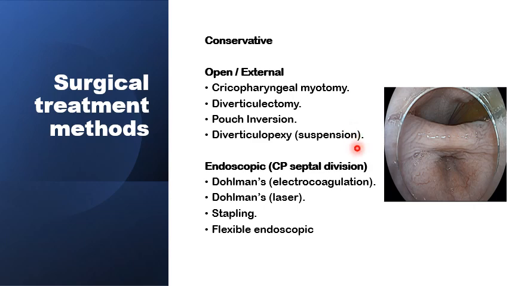The other way of treating pouches would be endoscopically per oral, either by the use of rigid or flexible scopes. The older ways of doing this by rigid scopes would entail exposure of the septum between the pouch posteriorly and the pharyngeal and esophageal lumen anteriorly, and then this septum would be divided either by electrocoagulation, like in the original Dohlman's description, or a laser can be used to do the same. The same can be carried out with the use of a flexible endoscope.